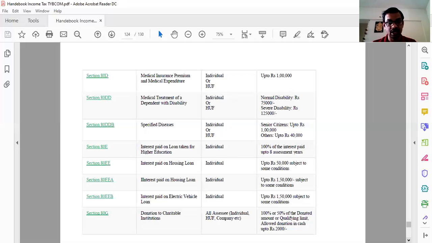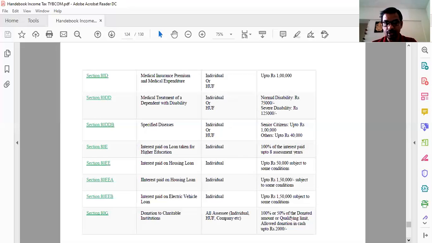Next one is section 80G. Donation to charitable institution. This is applicable in case of all assessees, if it is individual, undivided family, or company. 100% or 50% of the donated amount or the qualifying limit specified, that amount will be deducted. For some funds, it is 100% allowed. For some funds, it is 50%.